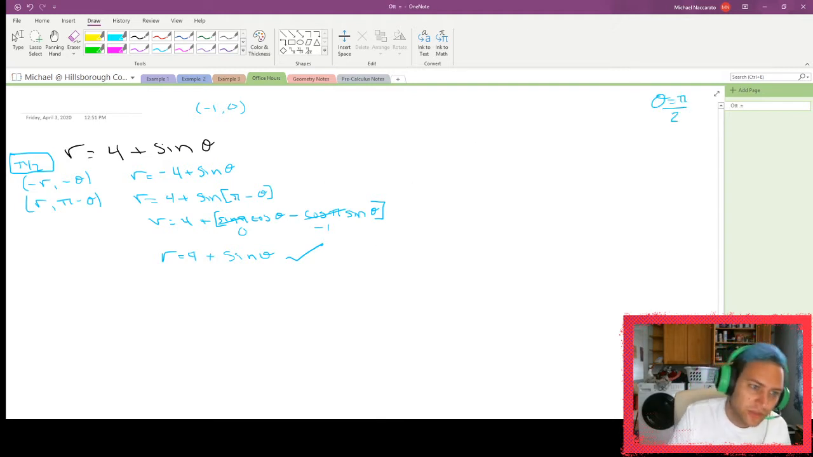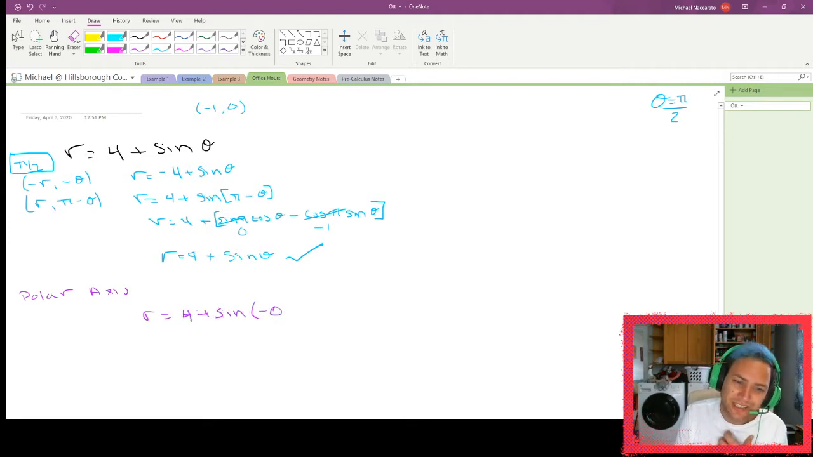Okay, so then let's look at the next one. We want to see if it's symmetrical with respect to the polar axis. Remember, with the polar axis, we're going to keep the r the same but change theta to negative theta. So r equals 4 plus sine of negative theta. I already can see what's going to happen here. This negative is going to move outside, and you end up with negative sine of theta and no way to change that. So definitely not going to work out on the first try.